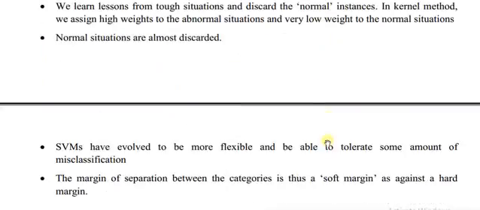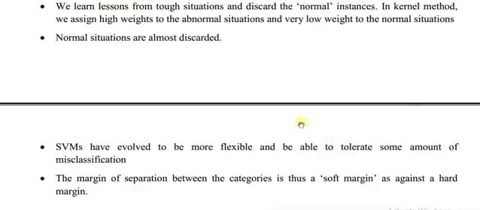Support vector machines are more flexible and tolerant to data misclassification. They are more flexible, meaning they can be applied to more kinds of data, and they can tolerate some amount of misclassification. The margin of separation between categories is a soft margin as against a hard margin. A soft margin indicates there is some tolerance in the classification of the data values. That's the most important thing with respect to the kernel.